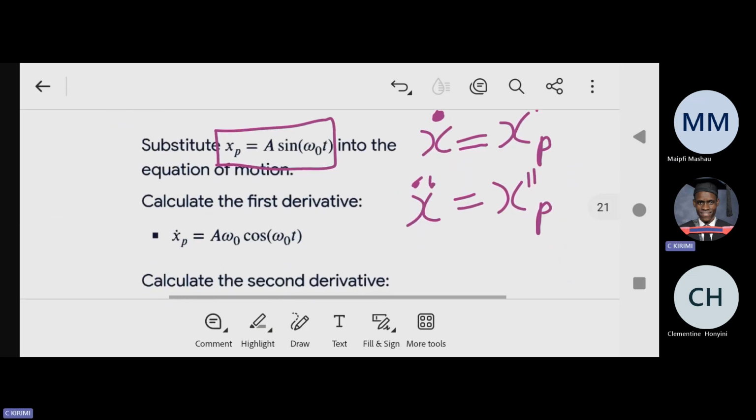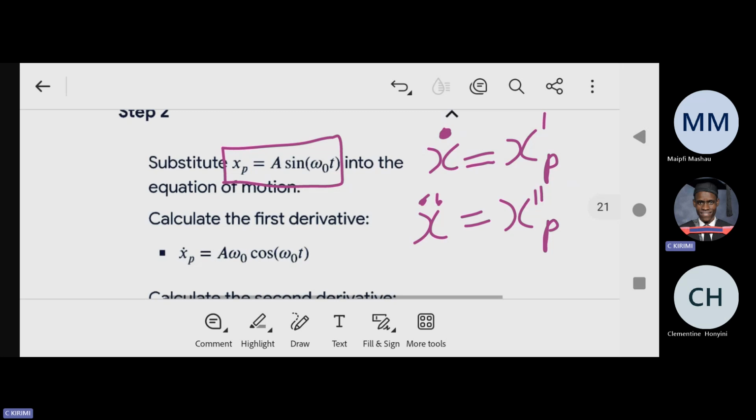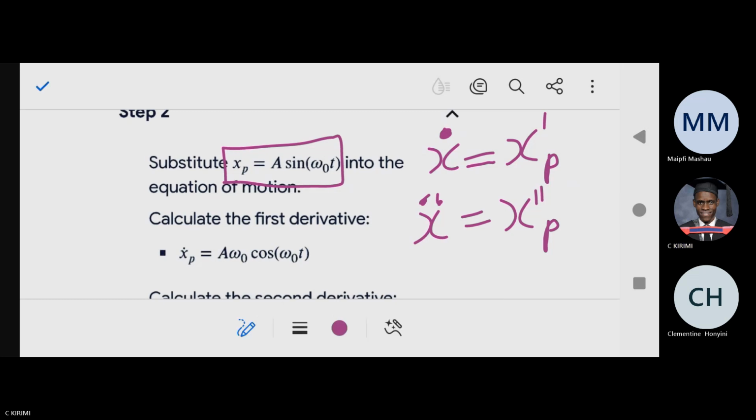So let's differentiate. When you differentiate a sine omega t, the derivative of sine is cos. And remember, it's chain rule. There is omega t inside, so we differentiate omega t with respect to t. Because omega is a constant, we are left with only sine omega t. The constant comes out, the constant is omega. So first you write the derivative of sine is cos. So this is our first derivative, which is x dot.